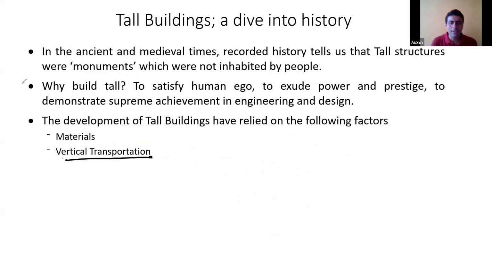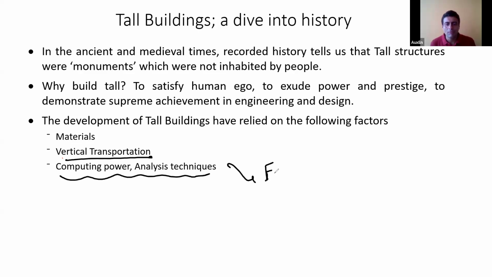So vertical transportation development led to a complete reimagining of tall buildings. Then comes the power of computing, or the analysis techniques that were developed. Now, Empire State Building, when was it made? Why do I keep going to Empire State Building? Because it was one of the tallest buildings in the world for almost 30, 40 years. So, when was it made? It was made sometime in 1931, maybe.